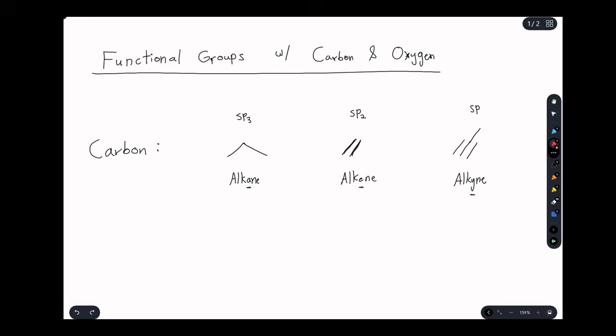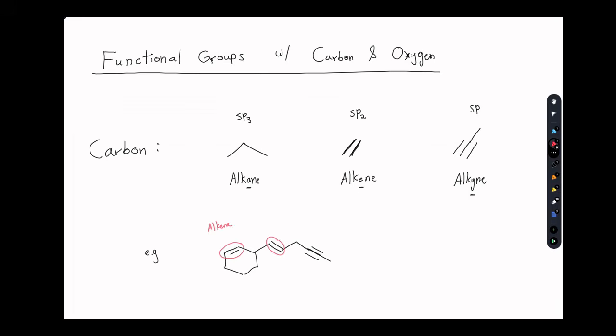So, with that in mind, what might this look like in a bigger molecule? If I asked you to spot the carbon functional groups in this molecule, how would you do it? Well, I'll start with the alkenes and the alkynes. Here we can see two double-bonded carbons. These are my alkene functional groups. I can also see an alkyne, a triple-bonded carbon.